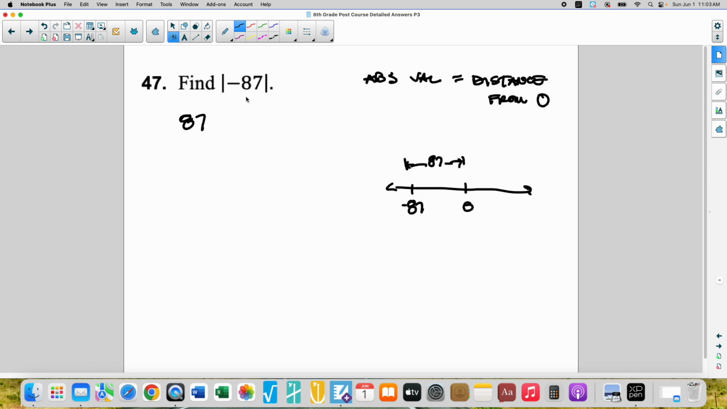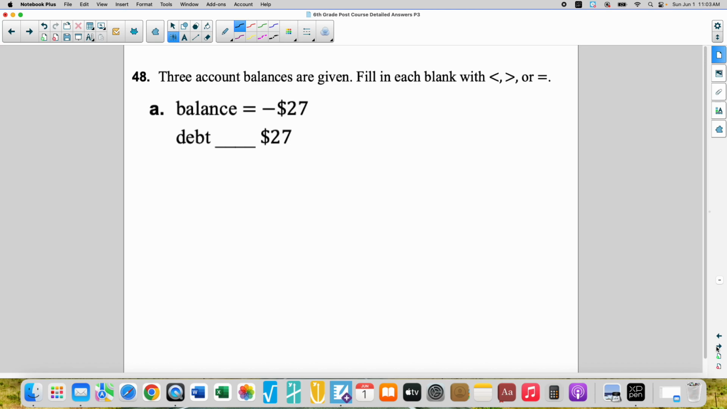Cool. This is a bizarre question. This one had Mr. Mac a little weird. So the balance is negative 27. So debt would be equal to $27. Yeah, you're $27 in debt. It's a really, really weird question. You will not see this type of question in a traditional math. You won't see it in high school. You will see balances of negative, and you will see that if you have a balance of negative $27, you are in debt. You owe the bank $27.